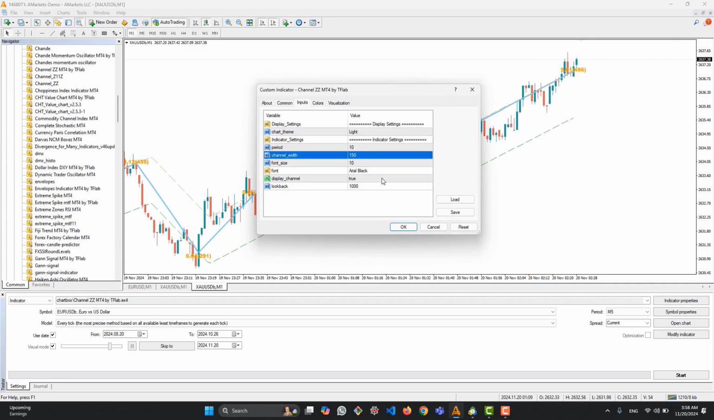The next option is the channel width, which is a very important parameter to choose. We must choose this parameter based on the time frame we are in and the symbol we are trading, and its value is in points. The higher the value, the wider the channel and the smaller the zigzag changes.